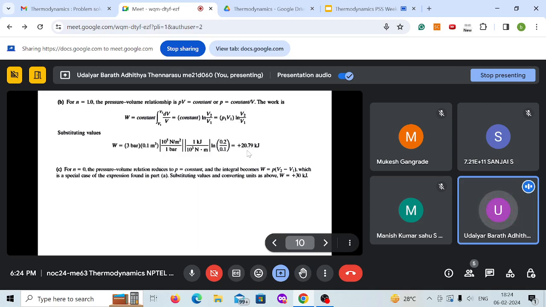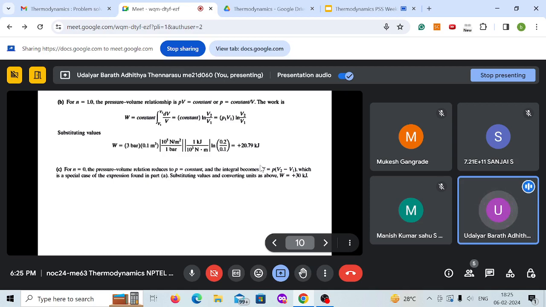Now we know all the values. We know P1, V1, and also V2, so we can substitute all. P1 is 3 bar, V1 is 0.1 meter cube, and we convert bar to Newton per meter square. 1 bar is 10 power 5 Newton per meter square, or 10 power 5 Pascal. 1 Pascal is 1 Newton per meter square. So 3 bar is 3 into 10 power 5 Newton per meter square, and we want this in kilojoules, so we divide by 1000. V2 is 0.2, V1 is 0.1. Substituting that, we get work as 20.79 kilojoules.